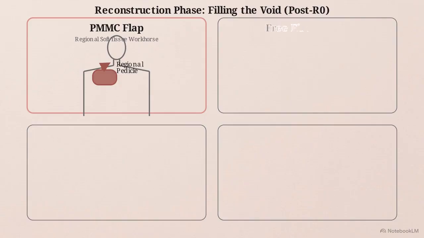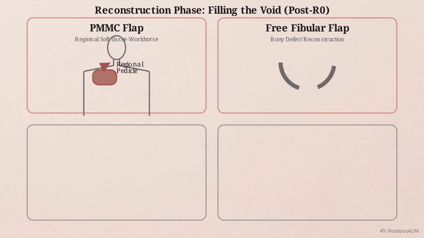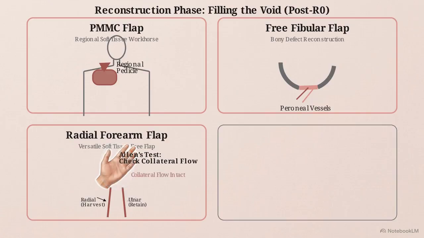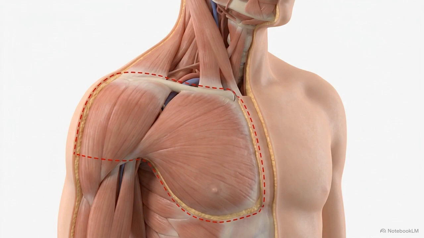Moving to the top right, the free fibular flap is the absolute gold standard for reconstructing bony defects. It is exceptionally useful for rebuilding an edentulous mandible, relying entirely on the peroneal vessels for its blood supply. In the bottom left, the radial artery forearm flap offers the most versatile free flap option for intricate soft tissue reconstruction. Because it harvests major vascular tissue, it strictly requires a preoperative Allen's test to guarantee the hand will retain adequate collateral blood flow.